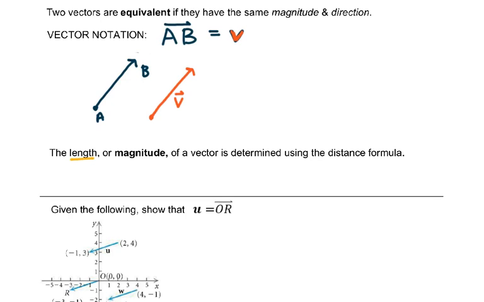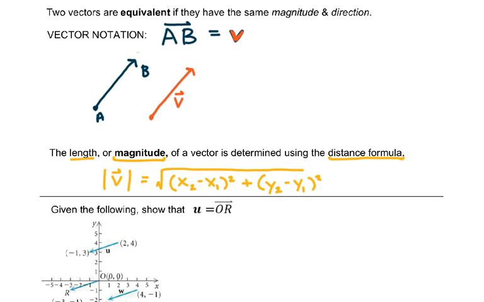When we talk about length or magnitude, really, we're just using the distance formula, which is a variation of the Pythagorean theorem. And as we talk about magnitude, we're going to use bars. So absolute value means the distance from 0. So in this situation, we'll say the magnitude of vector V is the square root of x sub 2 minus x sub 1 squared plus y sub 2 minus y sub 1 squared.